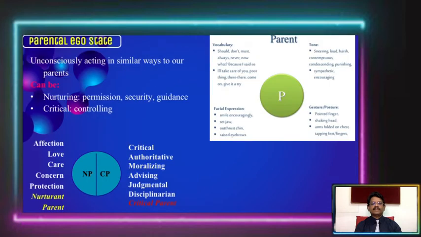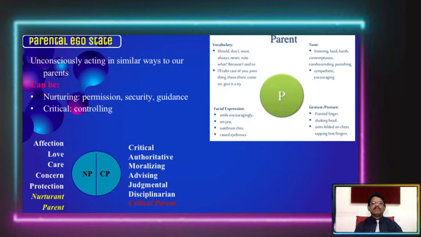If you look at the parental ego state, it is something like unconsciously acting in a similar way to our parents. It can be nurturing or critical. Nurturing is a kind of permission, security, and guiding. So you'll find there are two types of parental communications. Some parents are so nurturing, in the sense of affection, love, caring, concern, and protection, and this kind of parental communication is called nurturing parental transactions. You'll find that type of parenting communication.